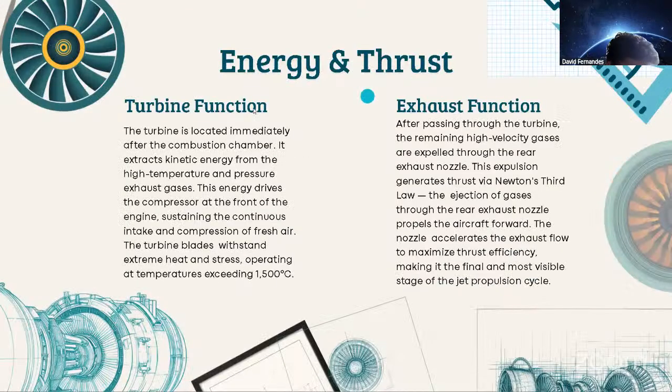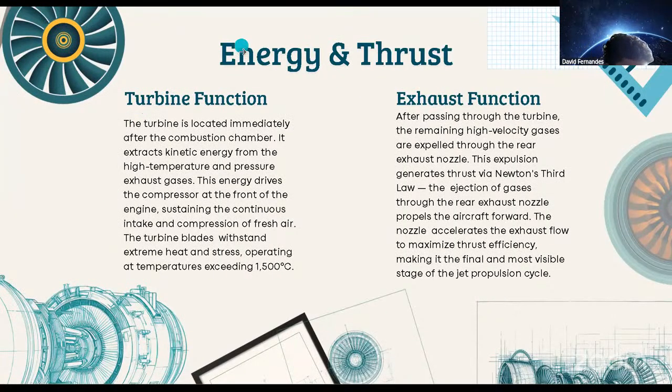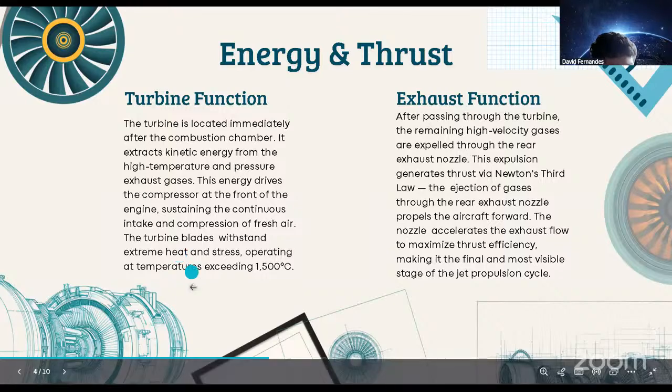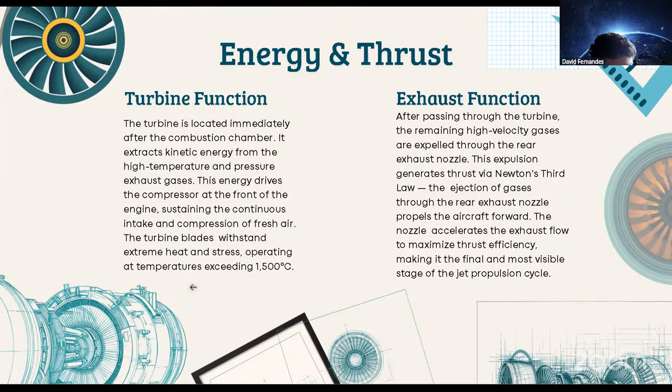Energy and thrust. Turbine function. The turbine is located immediately after the combustion chamber. It extracts kinetic energy from the high temperature and pressure exhaust gases. This energy drives the compressor at the front of the engine, sustaining the continuous intake and compression of fresh air. The turbine blades withstand extreme heat and stress, operating at temperatures exceeding 1500 degrees Celsius.